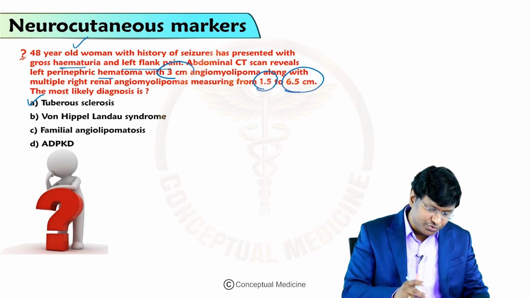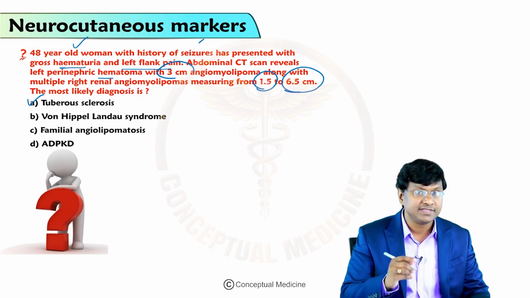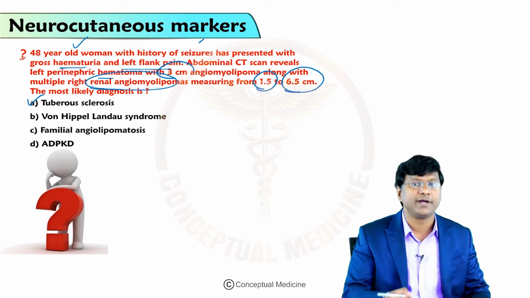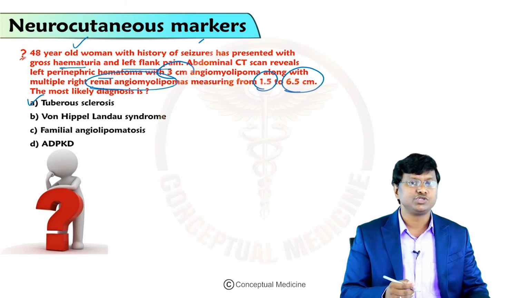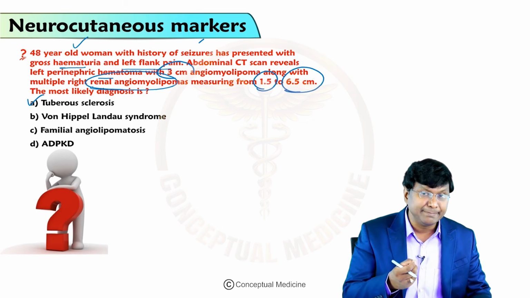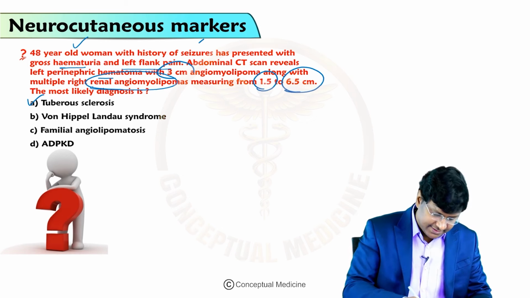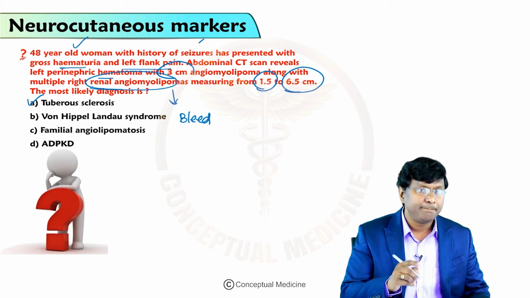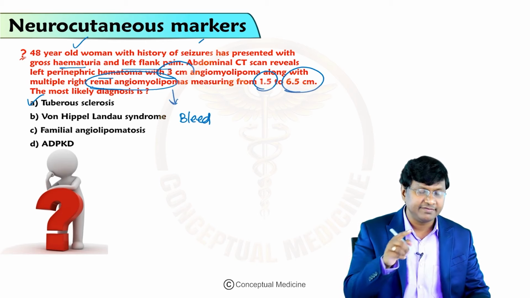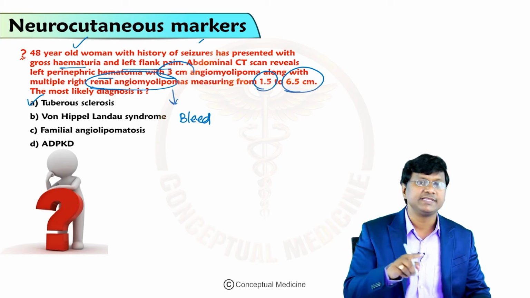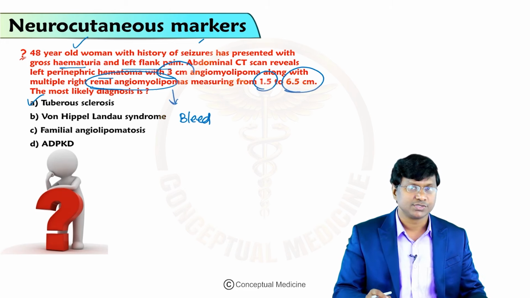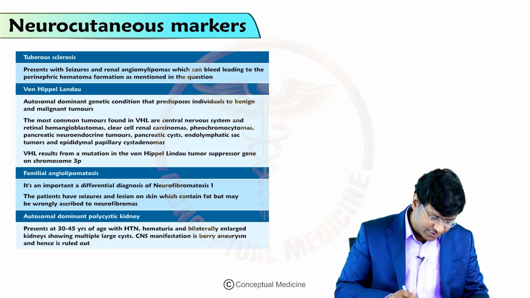See, these patients with tuberous sclerosis have seizures and they have renal angiomyolipomas. These renal angiomyolipomas can bleed, okay, leading to perinephric hematoma, right? There will be hematoma formation surrounding the kidney. That is what you will see in patients with tuberous sclerosis. And you see another question.